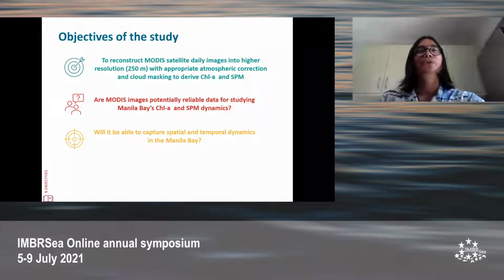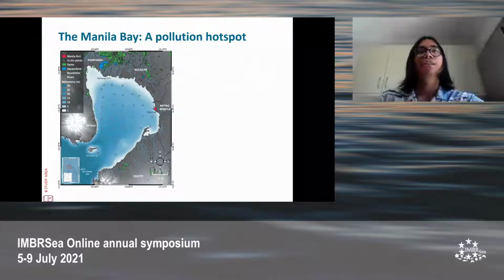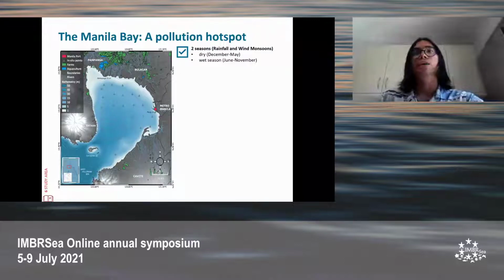So in order to meet the following objectives, we did such methodologies. First, we have selected Manila Bay as the study area for one reason, that it is a pollution hotspot in Southeast Asia, and also it's located in the capital region of the Philippines. It has 2 seasons of weather, mainly distinct with rainfall and wind monsoons, the dry and the wet season. The area is surrounded by major rivers, but only 2 of them contribute to the highest percentage of the fresh water supply.